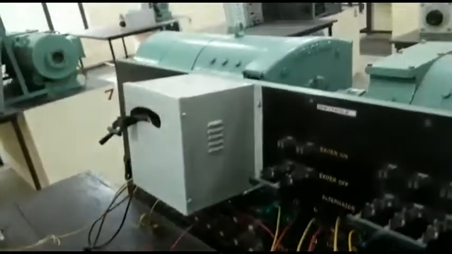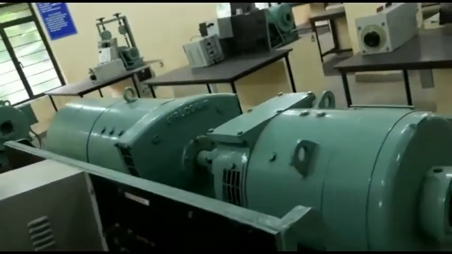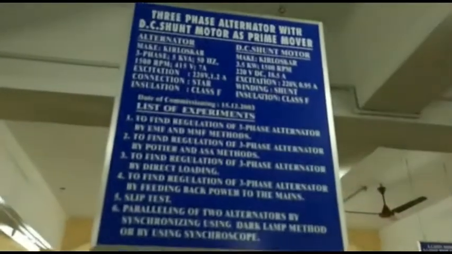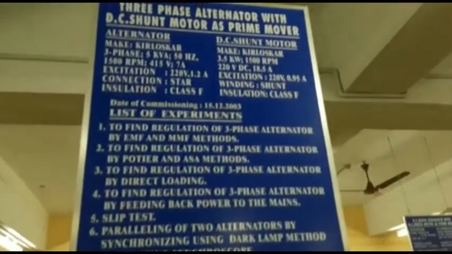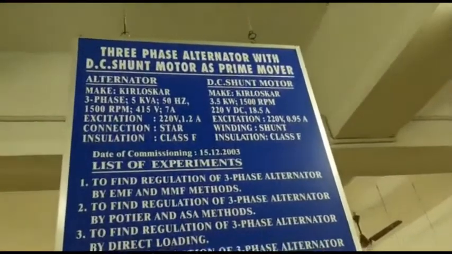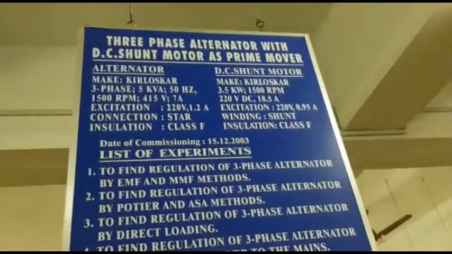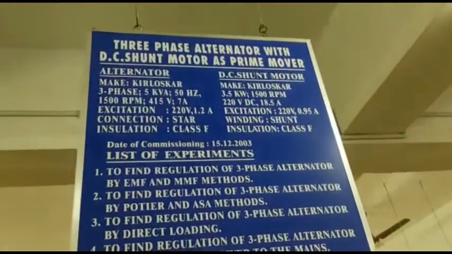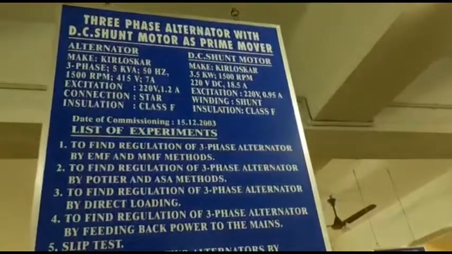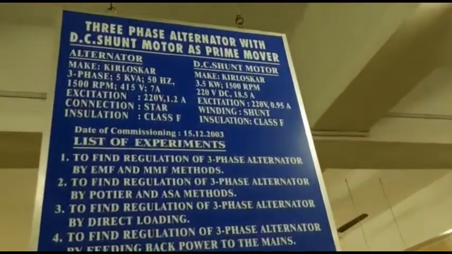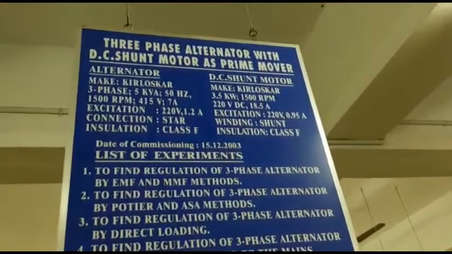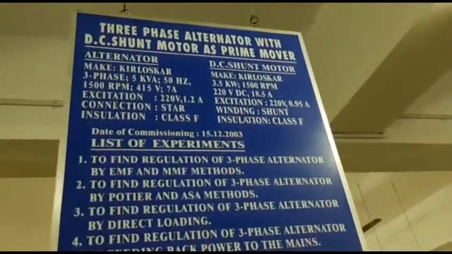Starting with the experiment, we will look into the machine details first. We have a 3-phase alternator, 5 kVA, 50 Hz, 1500 RPM, 415 volt, 7 ampere. Here 415 volt is the line voltage and 7 ampere is the maximum load current that the alternator can supply. The prime mover details are given on the right hand side: a DC shunt motor, 3.5 kW, 1500 RPM, 220 volt DC, 18.5 ampere. So these are the machine details.